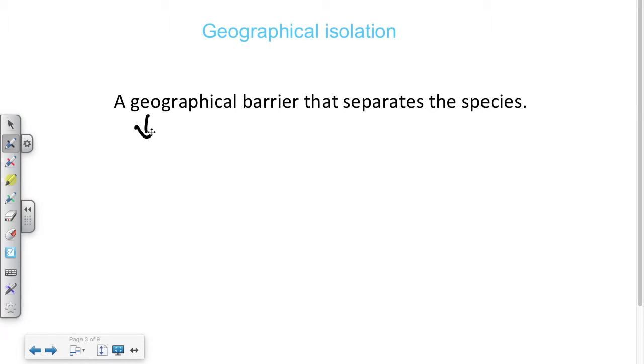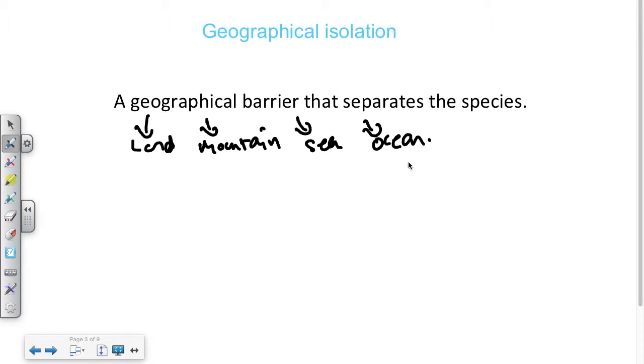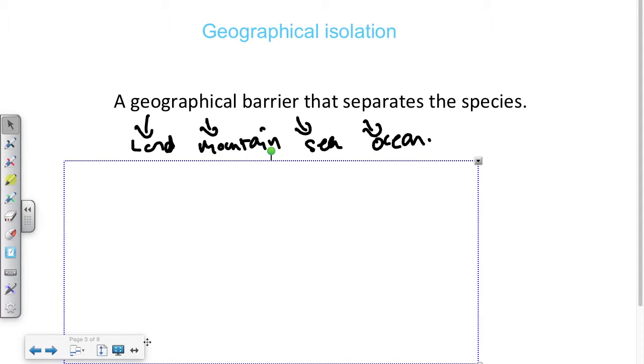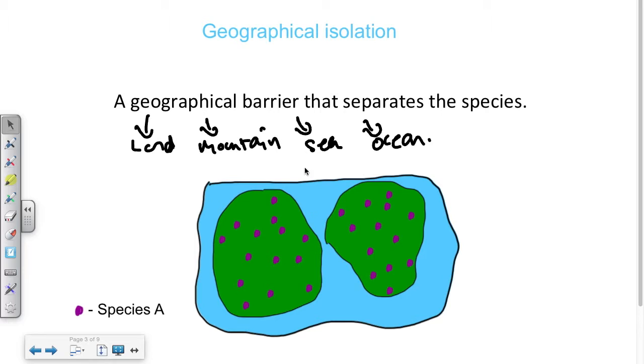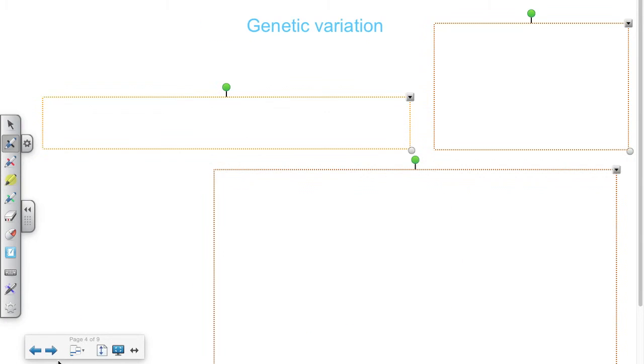So we could have a mountain, we can have the sea, or we could even have an ocean, or anything like that. And then if we look at an example, we can see that species A is separated. So the species on this side and the species on this side have been separated by the geographical barrier of sea. So now that species A have been geographically isolated, let's move on.